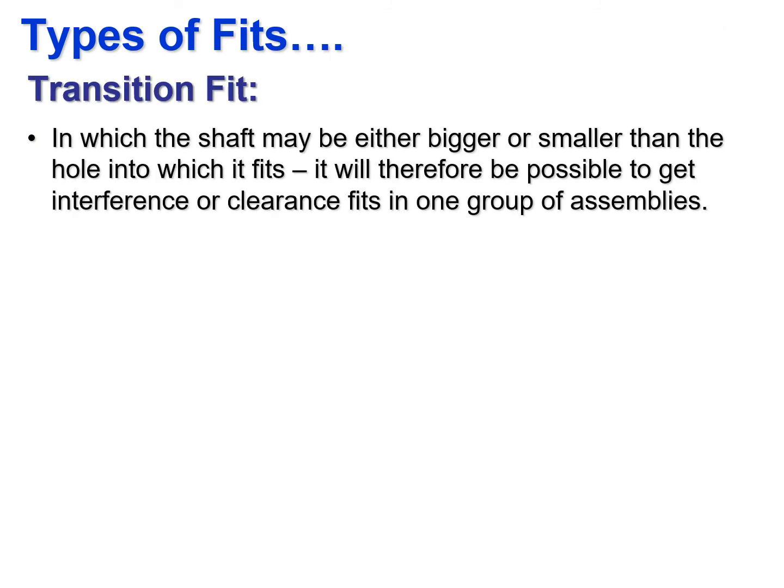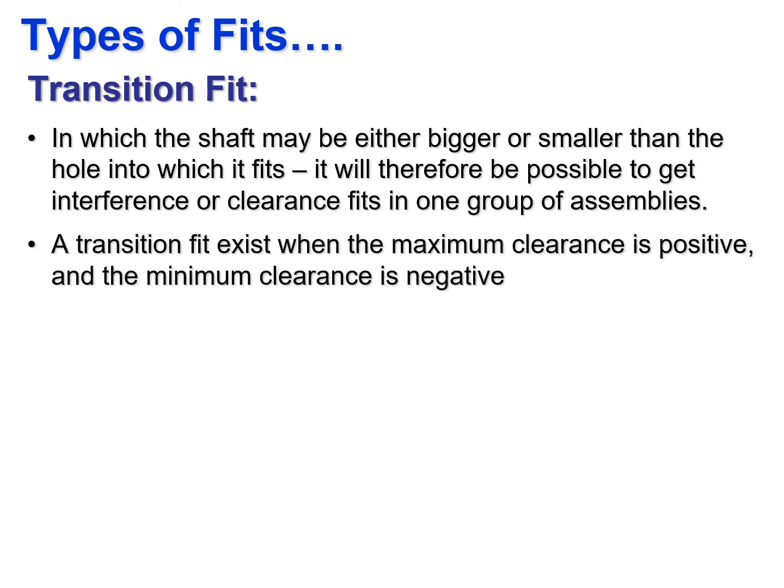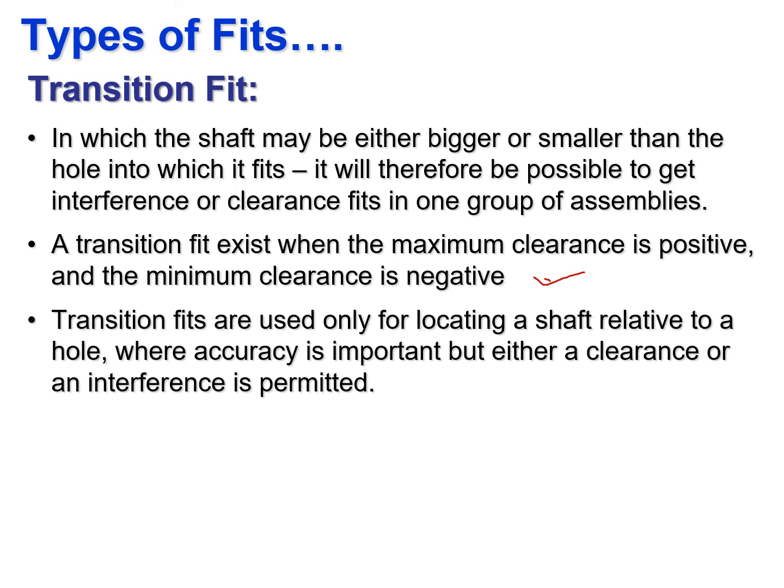Then there is the transition fit. In a transition fit the clearance can be positive, or the clearance can be negative. A transition fit exists when the maximum clearance is positive and the minimum clearance is negative. Transition fits are used only for locating a shaft relative to a hole where the accuracy is important, but either a clearance or an interference is permitted. So transition fits are used to locate certain features.